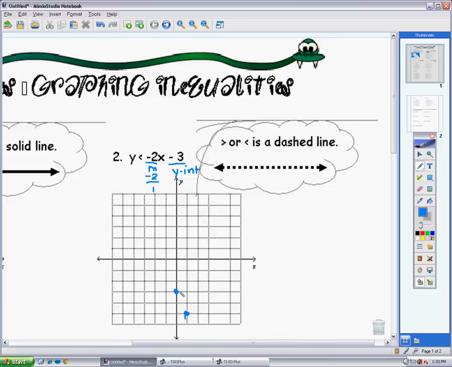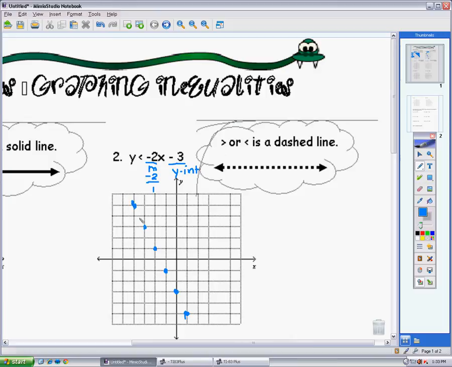and start my point. And then I'm going to go in the opposite direction. So instead of going down 2, I'm going to go up 2. Instead of right, I'm going to go left 1. And I'm going to repeat that pattern to form my line. Okay, this time I have a less than sign. So whenever you see a less than or greater than sign, it's going to be a dashed line.